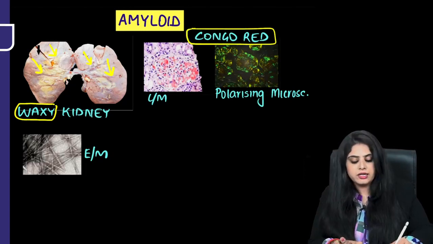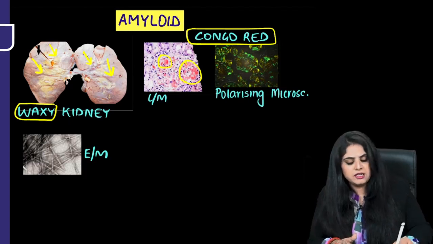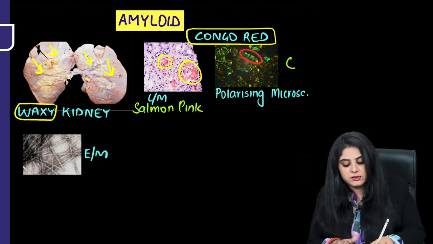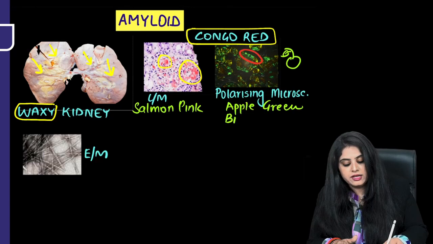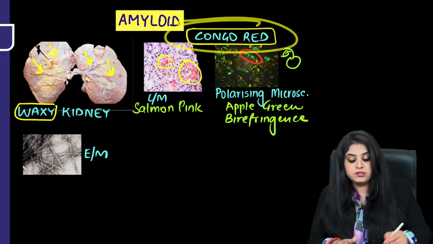If I look at Congo red under light microscope, light microscope always looks pink. So you're getting a salmon pink color, nothing very fancy about it. But as soon as I look under a polarizing microscope, look at this color. It's looking like the very famous what? We all know it. It's looking like the apple green birefringence, right? Okay, this is the most important stain, Congo red.